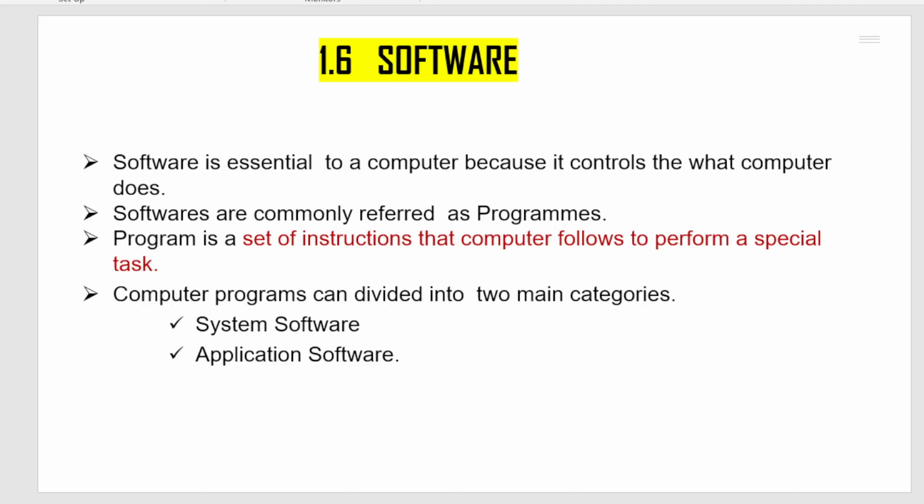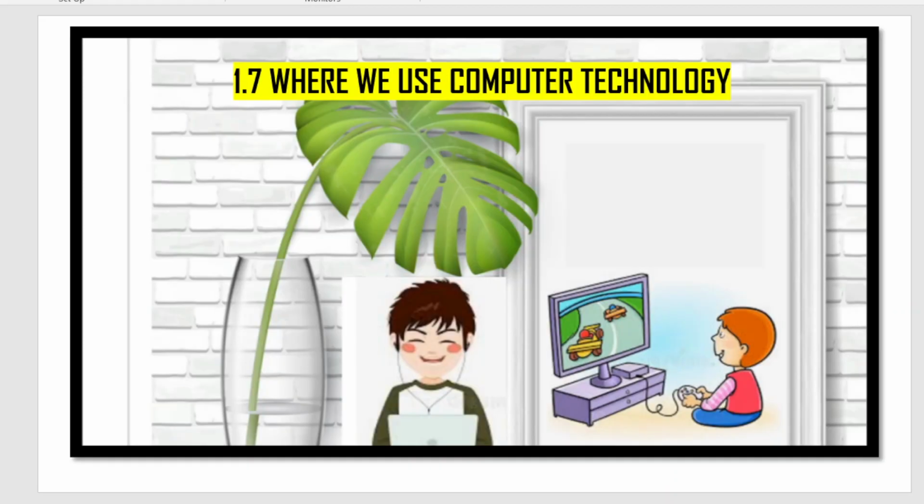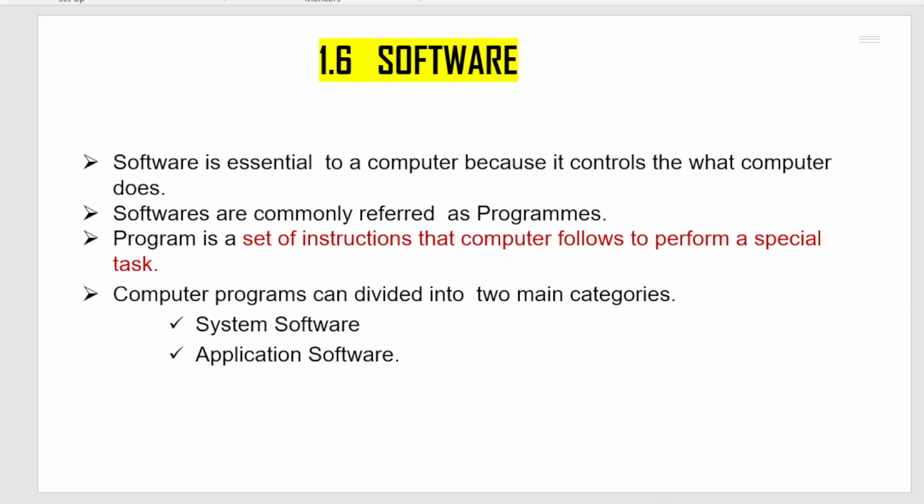When we talk about software, it is essential to a computer because it contains and controls what the computer does. Software is commonly referred to as programs. A program is a set of instructions that a computer follows to perform a special task. A computer program can be divided into two main categories, system software and application software. So let's move to the next slide and see the places where we use computer technology.